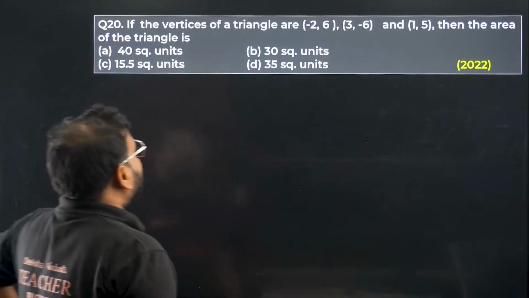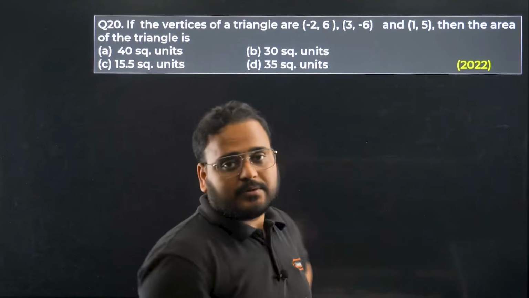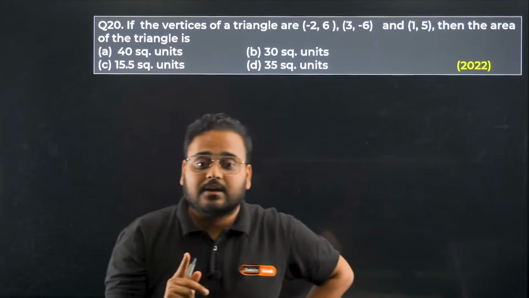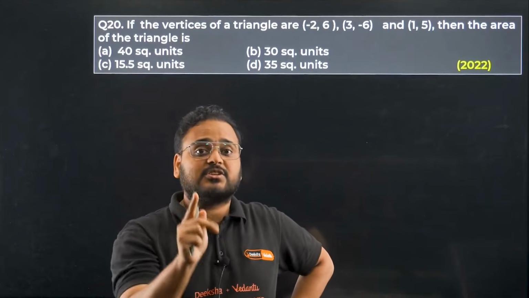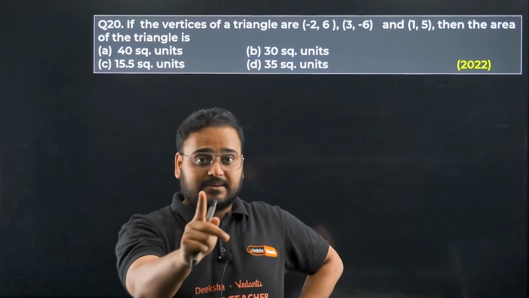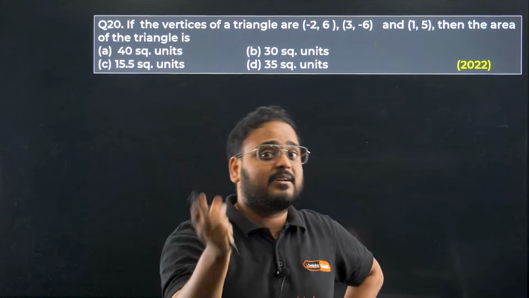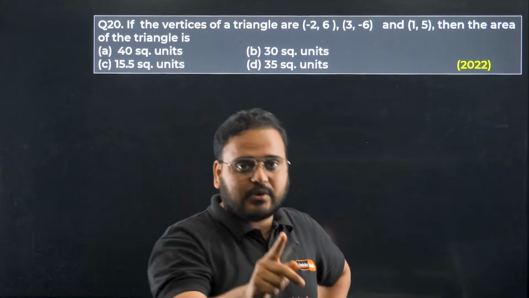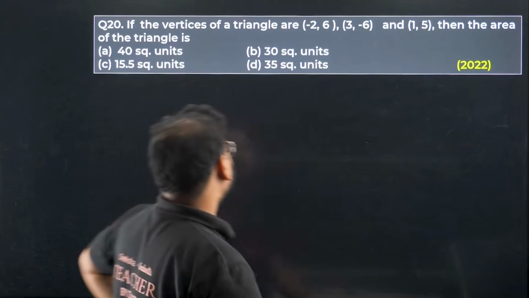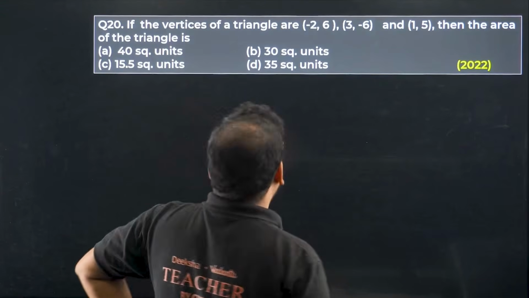If the vertices of a triangle are given, then the area is what? Don't forget, I have asked you one thing. All of you must tell at the end of the session how many questions you got right. So far, you have done 19 questions. You have to tell me, sir, I got 19 right, I got 17 right, whatever it is. Each question correct means 1 mark. Let's look for the area now.